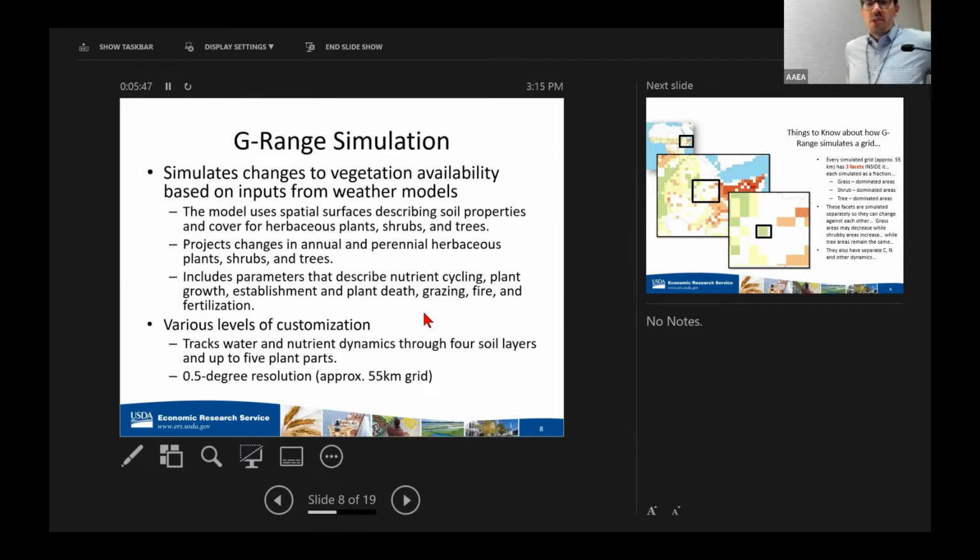All right, so what do we do in this presentation? The climate modelers at the University of Florida use a model called G-Range simulation, which is a climate model that simulates changes in vegetation availability based on inputs from weather models. What we're really looking at here is that it projects the annual and perennial herbaceous plants, shrubs, and trees, both plant, shrub, and tree area, and also total biomass of all of these things.